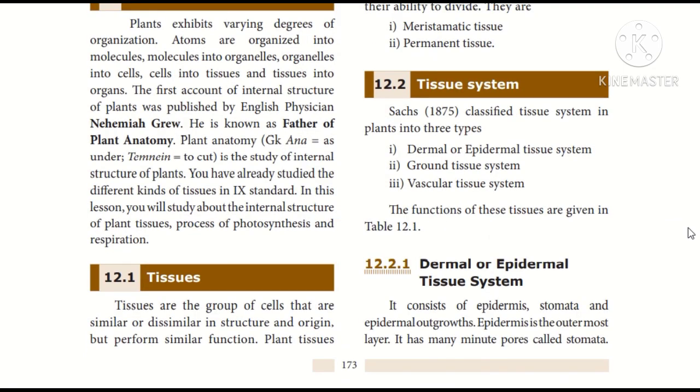Now we will enter into the topic of tissue system, which is very important. It is called Sachs' three tissue system. Sachs, in the year 1875, classified the tissue system into three important types. The first one is the dermal tissue, also called the epidermal tissue. The second type is the ground tissue, and the third important tissue is the vascular tissue.